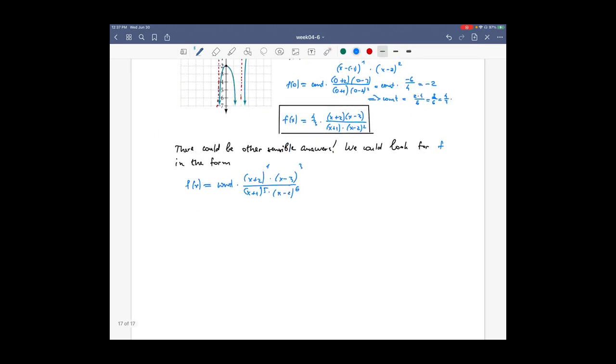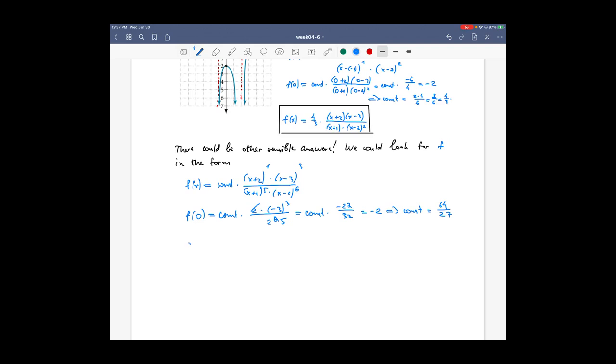So this time, to find the constant, we again compute f at 0. So it's constant times 2 times negative 3 cubed over 2 to the power 6. So that's constant times negative 27 over 2 to the power 5, that's 32. And that is negative 2. So the constant is 64 over 27.